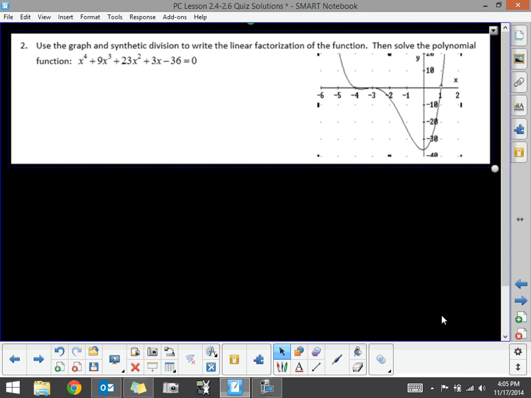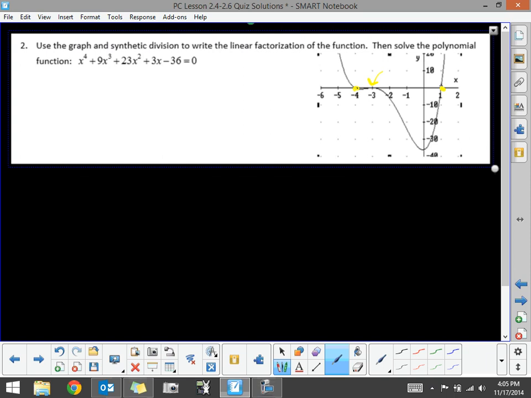Question number 2, I asked you to use the graph and synthetic division to write the linear factorization of the function and then to solve the polynomial function, which means list all the zeros. So what I'm going to do is analyze the graph, and it looks like it is definitely crossing at 4, and it looks like it is tangent at -3, and then it's crossing at 1. So I think I'm seeing all 4 of the zeros right now.